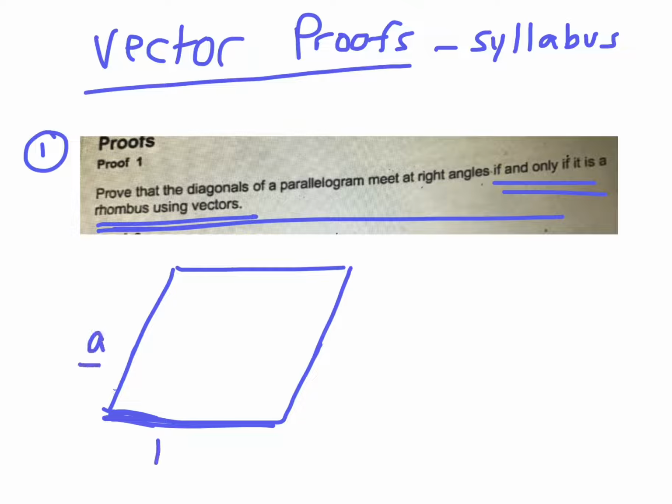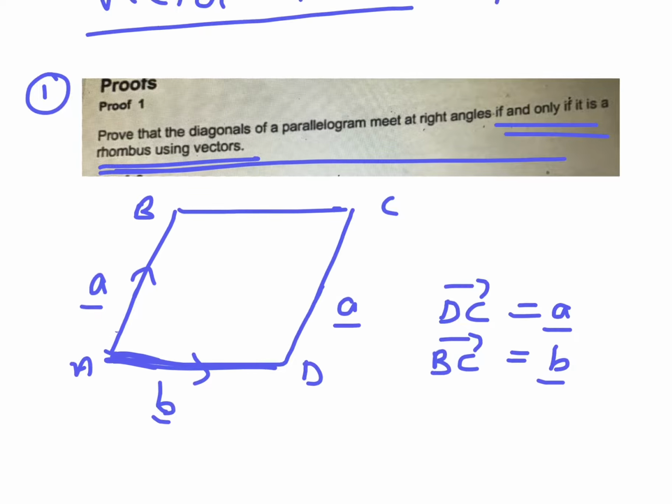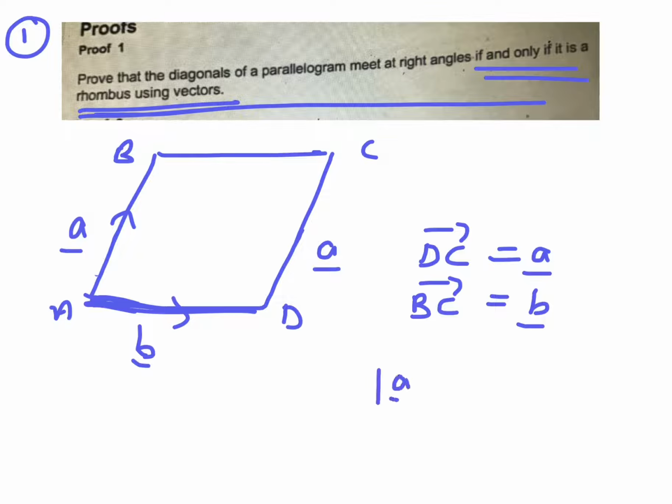So we'll call that A and we'll call that B. We'll make them go in that direction. So if it is a parallelogram, if this is A, B, C, D, then DC would also equal A. So that would be A there. And BC would equal B. Now, if it is a rhombus, that means that the sides are equal. So therefore, the magnitude of A equals the magnitude of B, because the sides AB equals AD.